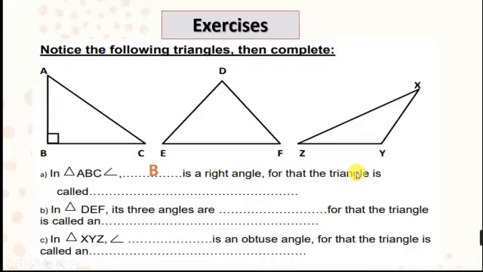So for that, the triangle is called, who can tell me? Yes, excellent. Right angled triangle. Second exercise, the second triangle. I have triangle DEF. Its three angles are, let's look at these angles, 1, 2, and 3. They are all acute angles. So for that, the triangle is called an acute angled triangle.